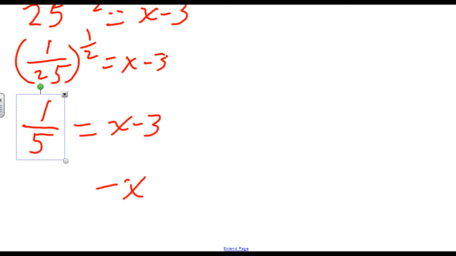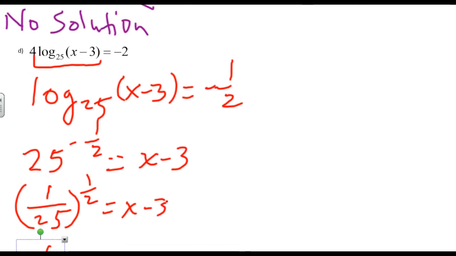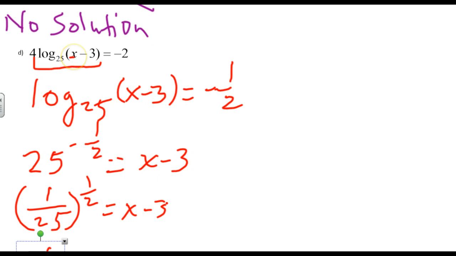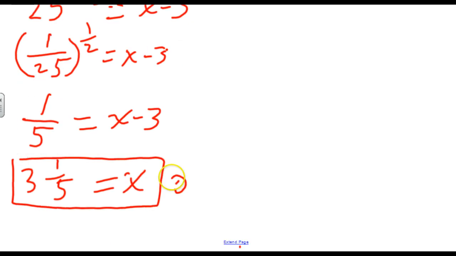Simply adding the 3 across, I get x equals 3 and 1/5. Checking for extraneous, if I plug 3 and 1/5 in for this argument here, 3 and 1/5 minus 3 is still just 1/5, which is okay. I just need to avoid zeros and negatives. Since that's okay, the final answer is 3 1/5. Or in algebra, we like our improper fractions of 16/5.